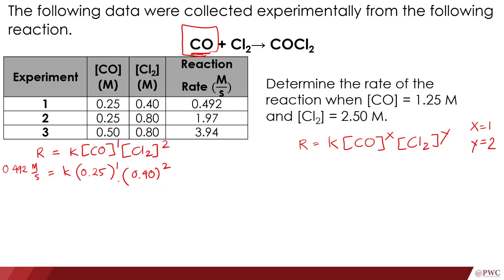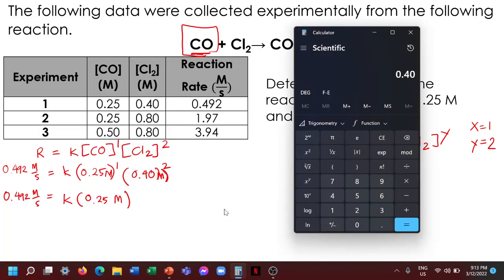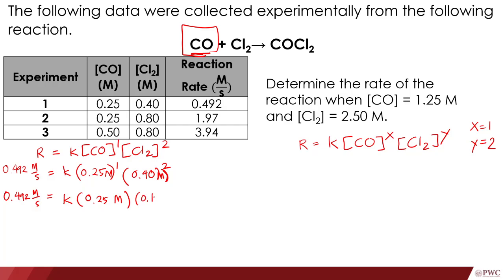Okay, first let's solve this one first. So I'll just copy this one first. 0.492 molar per second. Okay, then 0.25 to the first power. By the way, here we have molar because this is the concentration. So that's 0.25 molar, obviously. And then this one, 0.40 molar squared. So that's equal to 0.40 squared, so that's 0.40 times 0.40. That's equal to 0.16. So in this case, that's 0.16 molar squared.